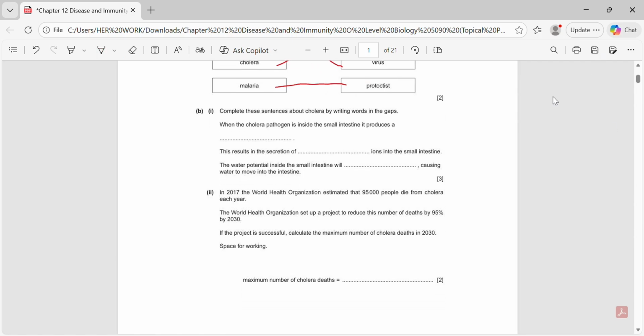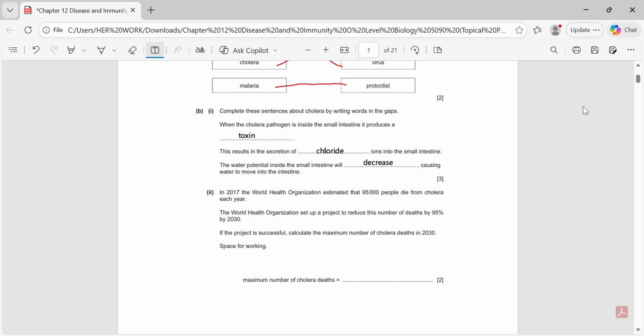Next, we have another question which says, complete these sentences about cholera by writing words in the gaps. When the cholera pathogen is inside the small intestine, it produces a toxin. This results in the secretion of chloride ions into the small intestine. The water potential inside the small intestine will decrease or become lower, causing water to move into the intestine. Also note that water moves by osmosis, from an area of higher water potential, that is either from blood or intestinal cells, to an area of lower water potential, which is the lumen of the intestine.